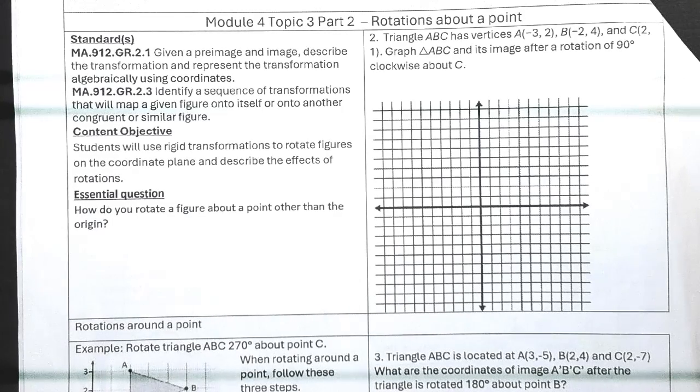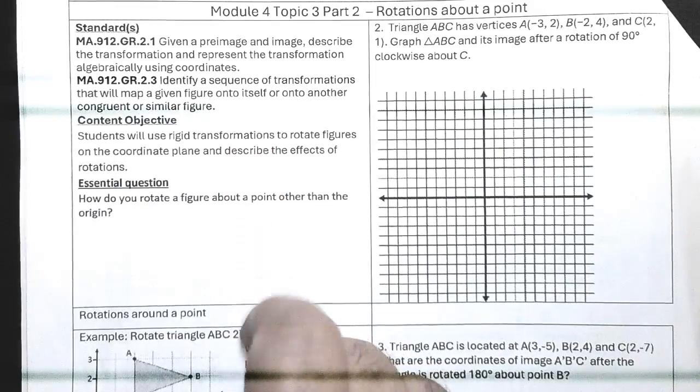In this video, we're going to cover Module 4, Topic 3, Part 2. This is rotations about a point. In the last video, we covered rotations about the origin. So we're going to go about a specific point. These notes are a little different.